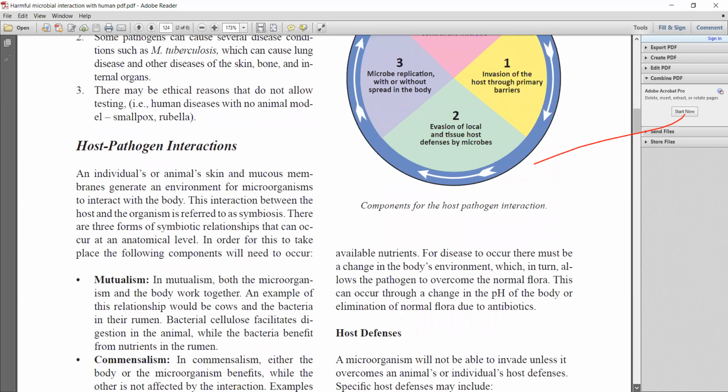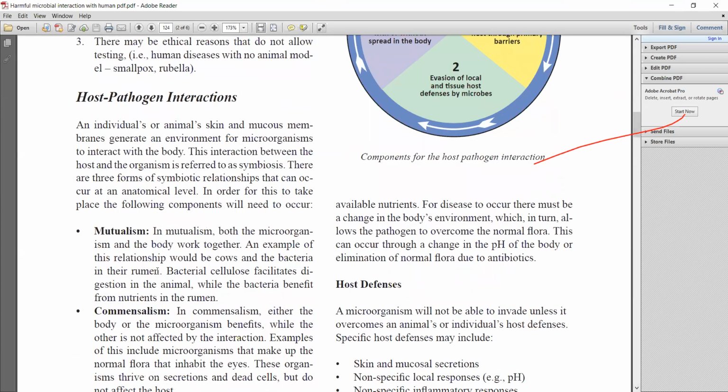And an individual's or animal's skin and mucous membranes generate an environment for microorganisms to interact with the body. See, we have learned in immunology that skin and mucous membrane are a part of the physical barrier of our body, and so they play a major role in preventing many infections, and also they are the ones who interact with the microorganisms in the first place. So this interaction between the host and the organism is referred to as symbiosis. This is called symbiosis.